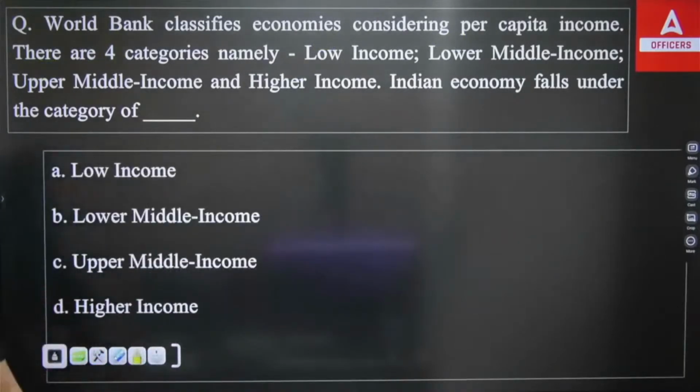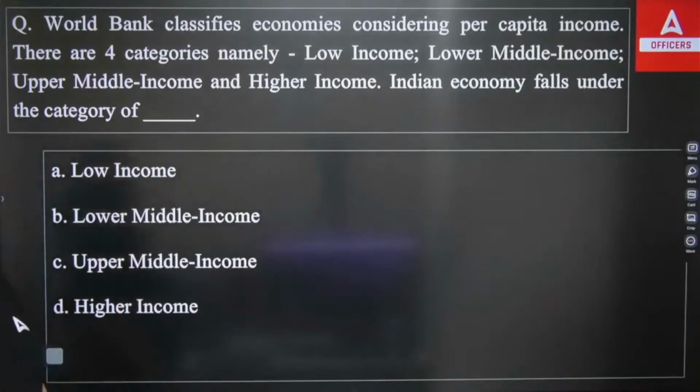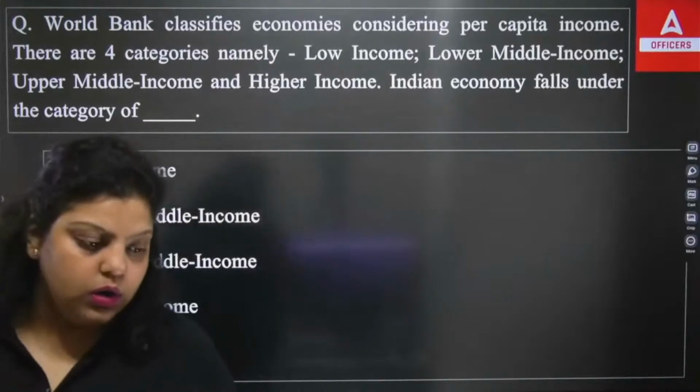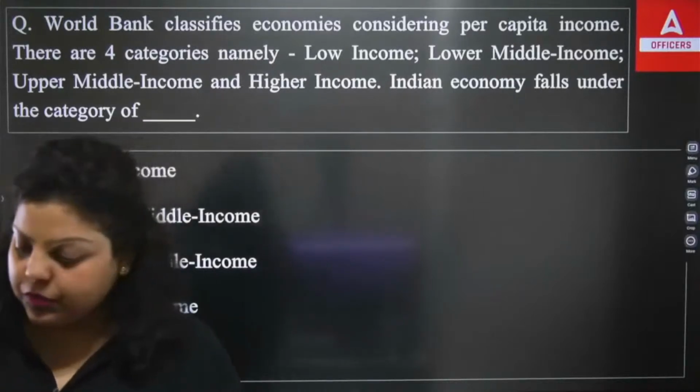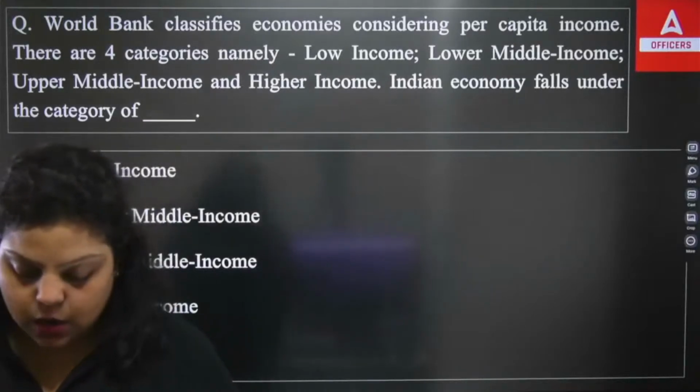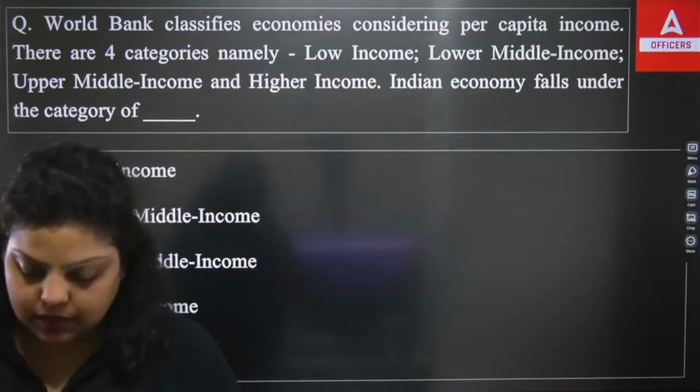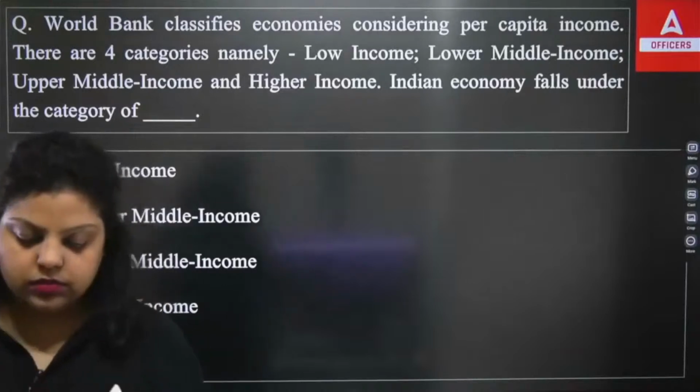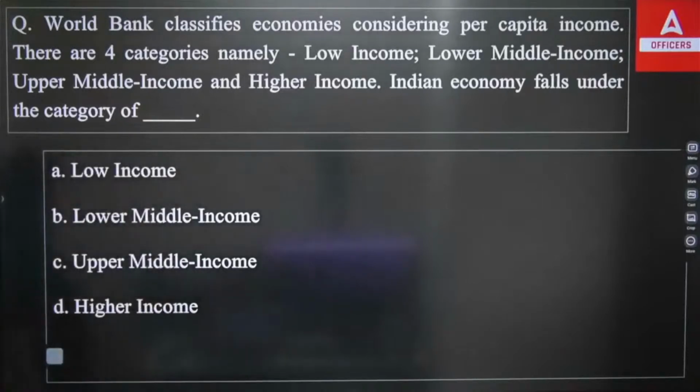Now, these are the options. Low income, lower middle income, upper middle income, or higher income. Out of these 4, what is the actual category of the Indian economy that has been given by the World Bank? That you have to answer here. What range or what name has the Indian economy got? So the right answer is, very good, lower middle income. India is a lower middle income country.